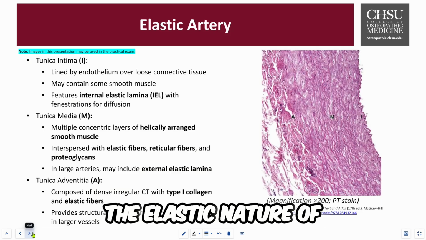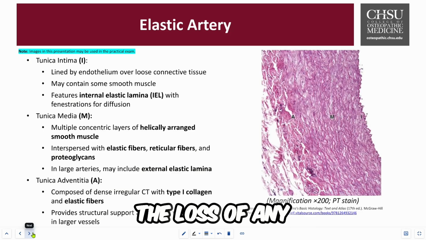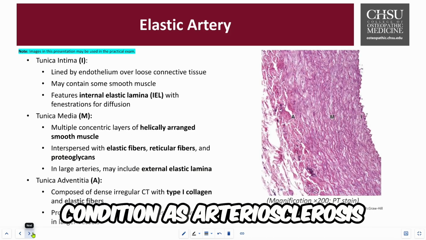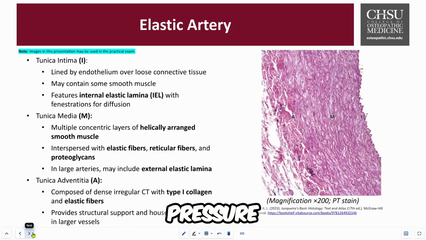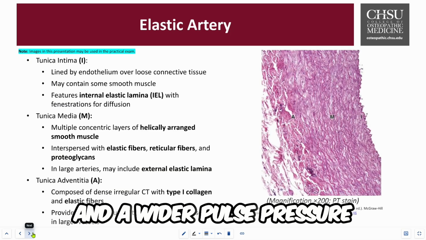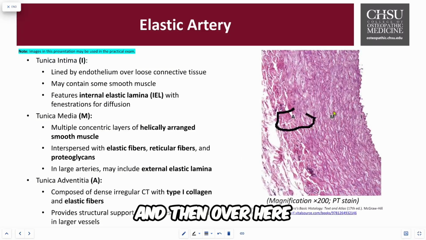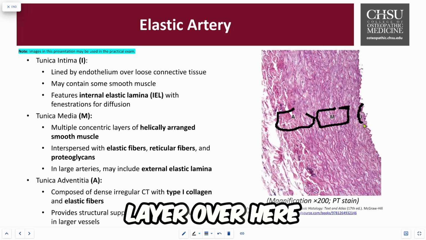The elastic nature of these arteries is what allows them to act as a pressure reservoir. The loss of this elasticity as we age is referred to as arteriosclerosis, and it leads to a higher systolic blood pressure and a wider pulse pressure. Over here you can see the adventitia layer, then over here the media layer, and the intima layer over here.